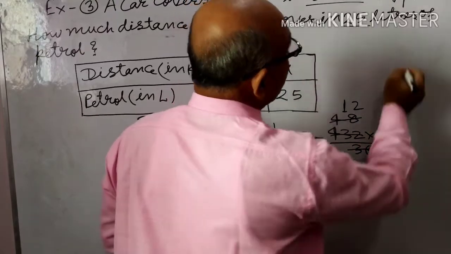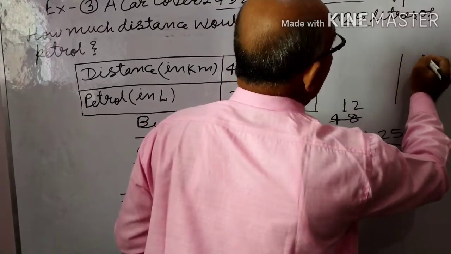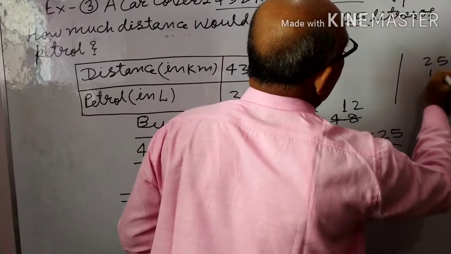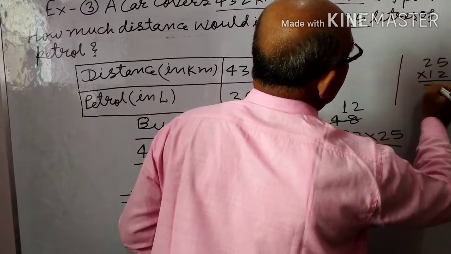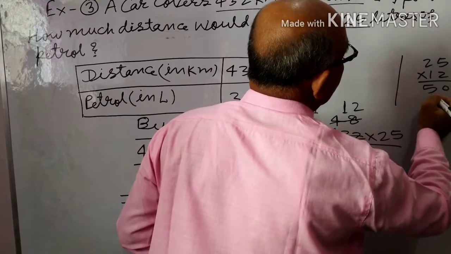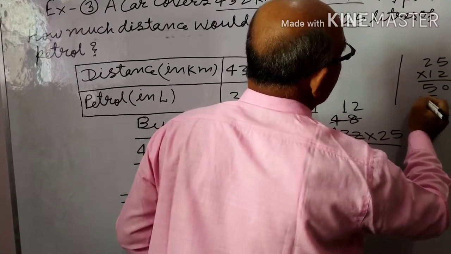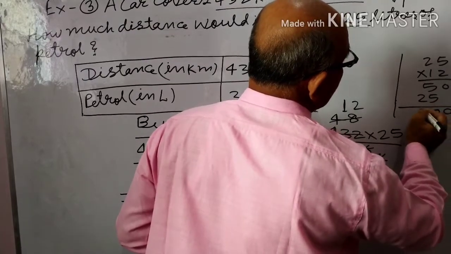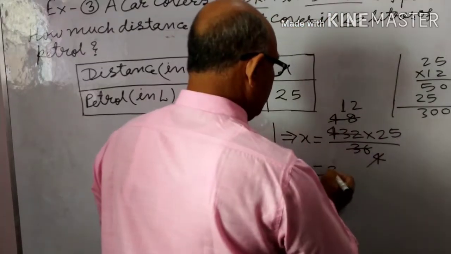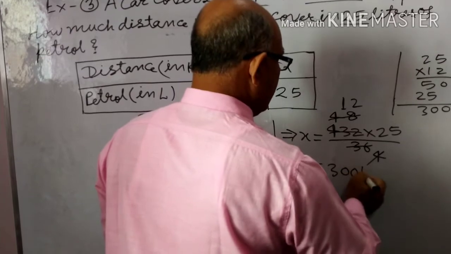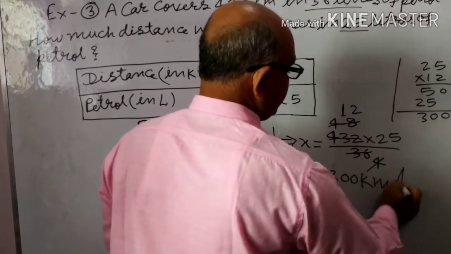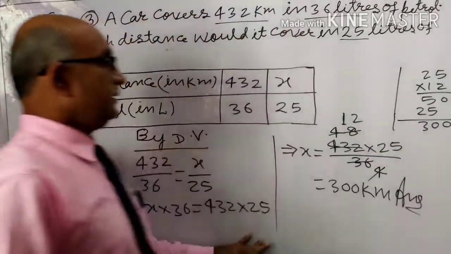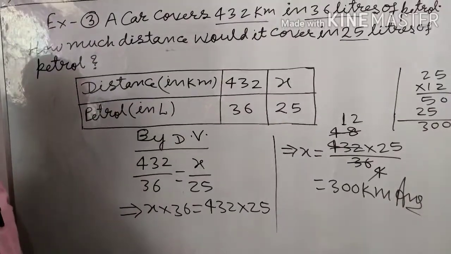So 25 multiplied by 12. 25 times 2 is 50, and 25 times 1 is 25. 0, 5 plus 5 is 10, 0, 2 plus 1 is 3. Equal to 300 kilometer distance. Answer. Understand and write it.